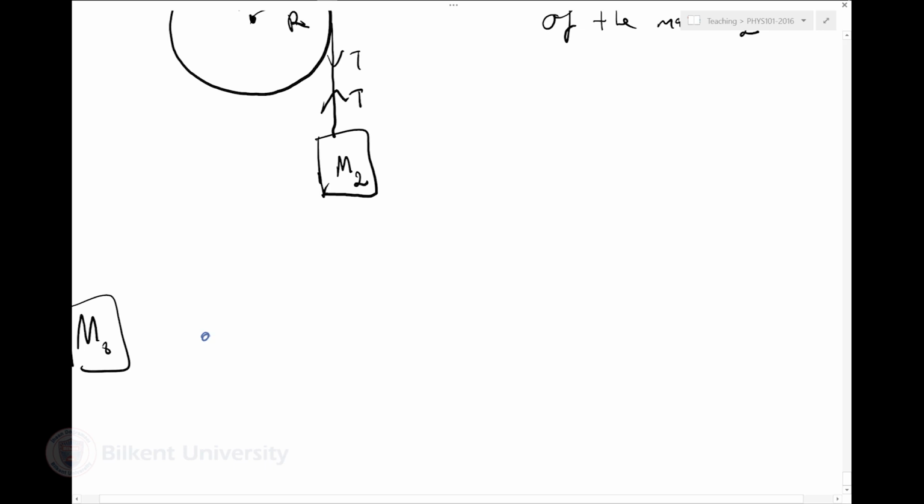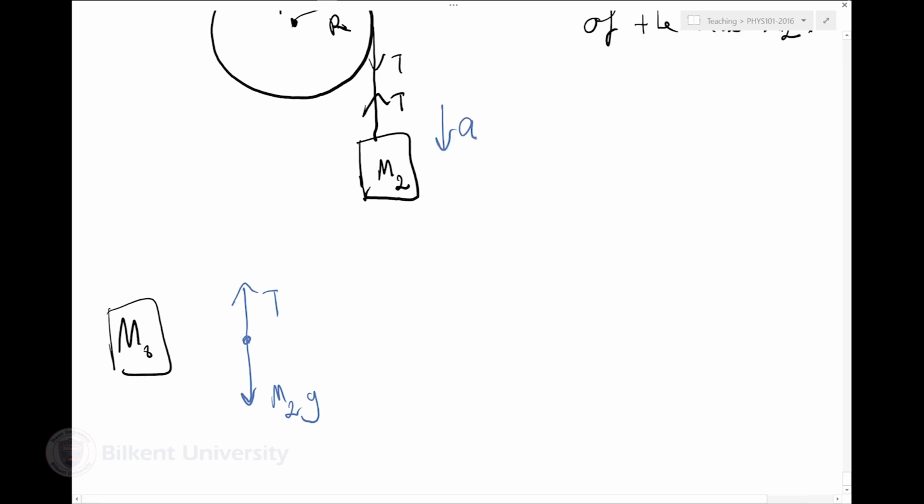So for M2, I have M2G down and T up. Let's say it has an acceleration A going down. So I'll have M2G minus T is going to be M2A. That's going to be my first equation.